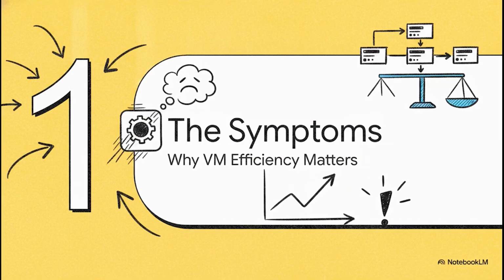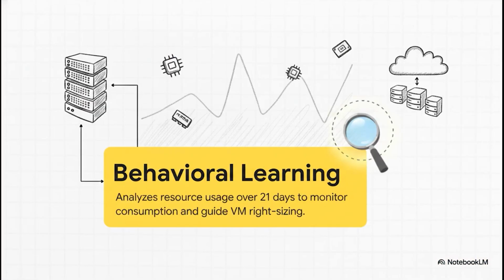All right, Section 1, the symptoms, why VM efficiency matters. But before we get into the weeds of individual metrics, I really want you to take a step back. Try to look at your cluster performance as a whole. When users start complaining about a slow application, the root cause is rarely the actual hardware, right? It almost always boils down to resource misallocation. And to fix that, Prism Central relies on something called behavioral learning. This is its built-in machine learning capability that analyzes resource usage over time to monitor consumption, detect anomalies, and really guide your VM right-sizing efforts.